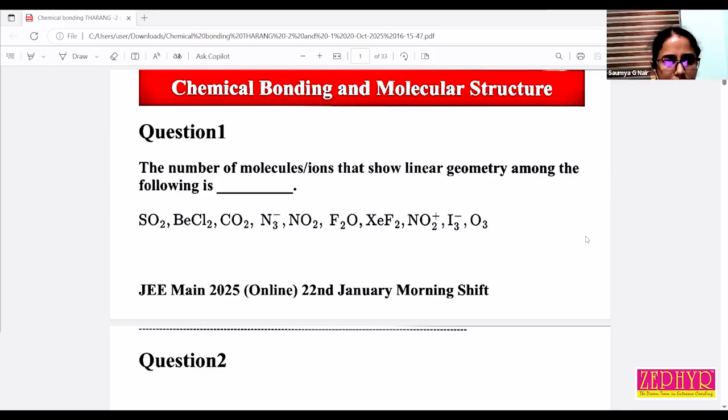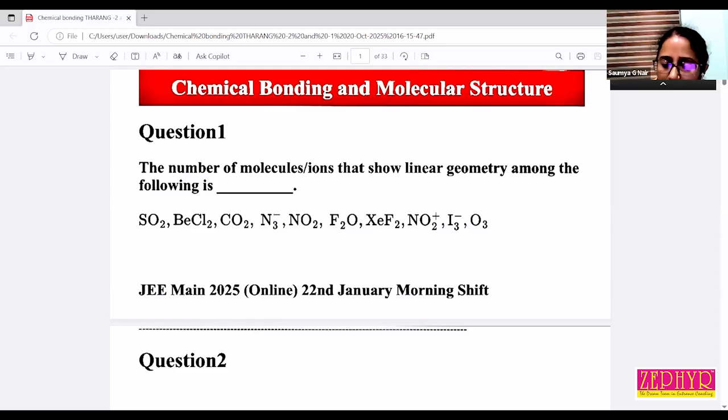Question number 1. Read the question first. Number of molecules or ions that show linear geometry among the following is: SO2, BeCl2, CO2, N3 minus, NO2, F2O, HCF2, NO2 plus, I3 minus, finally O3.